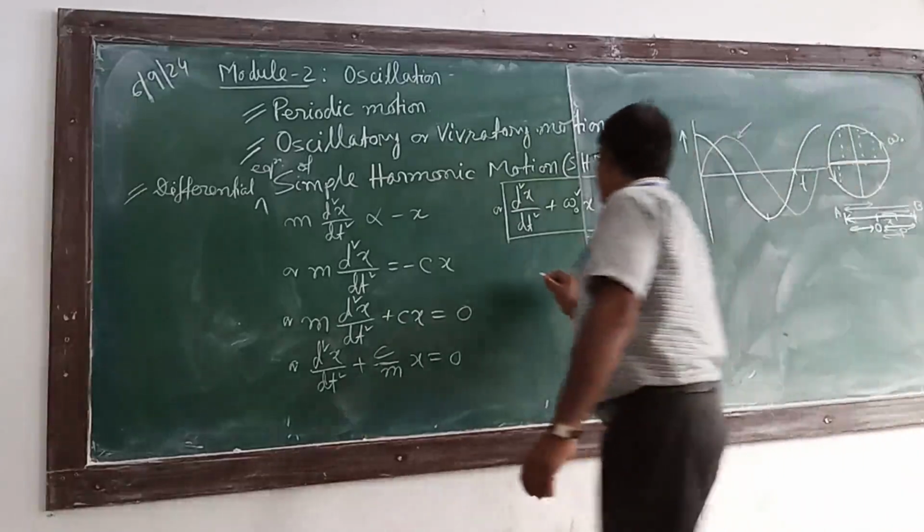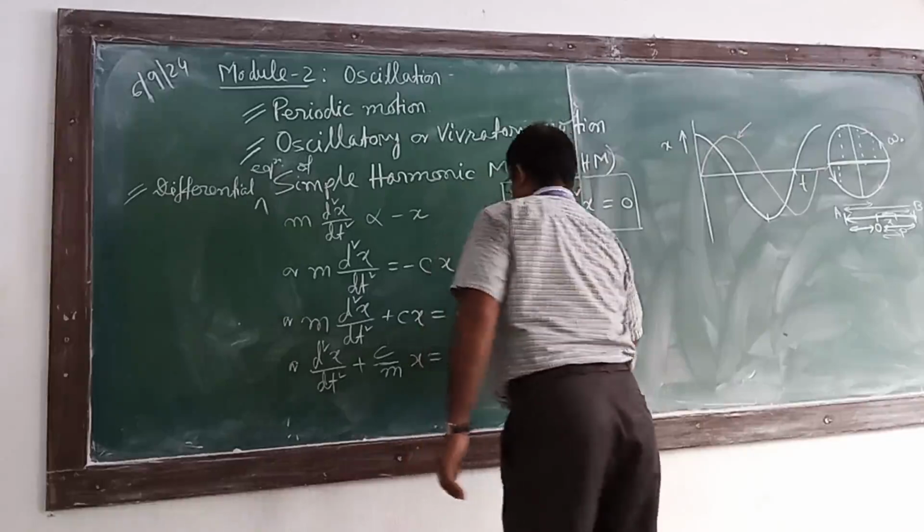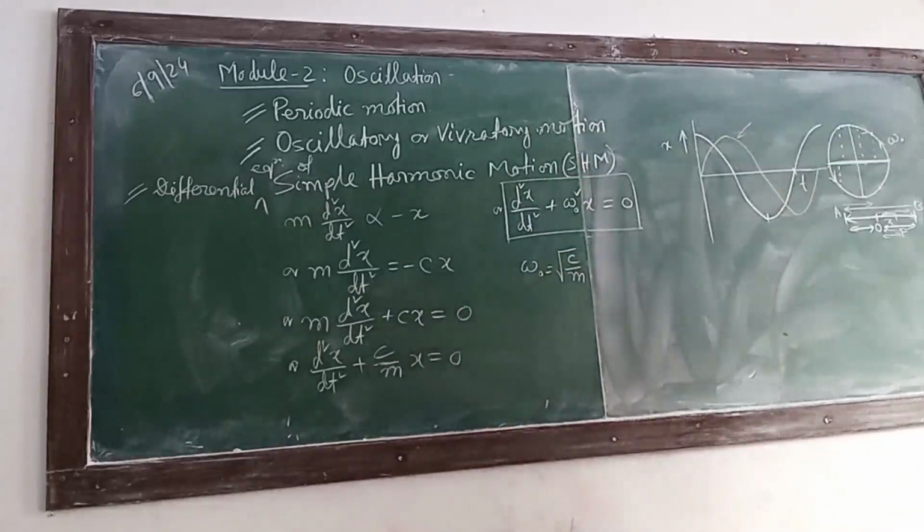Where omega naught equals root over c by m. Omega naught squared is c by m. So omega naught equals root over c by m, which is known as angular frequency. This is the angular frequency at which the particle is moving.